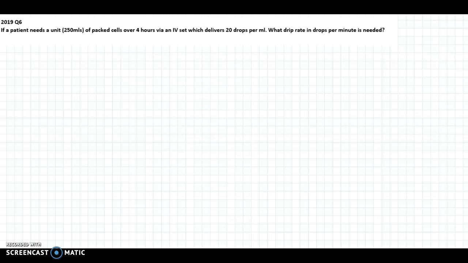Patient needs 250 mils of packed cells over 4 hours. The IV set delivers 20 drops per mil. What drip rate and drops per minute is needed? Right? The drip rate formula looks like this.